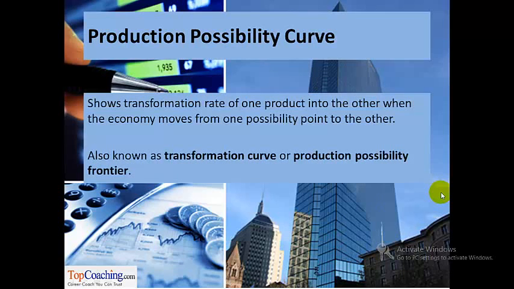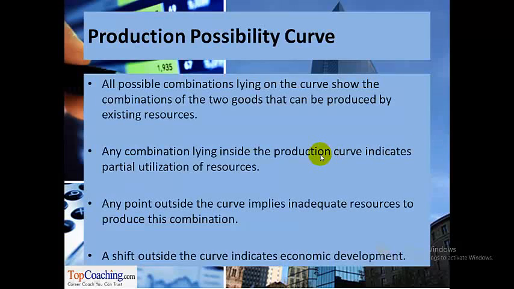The production possibility curve that we are going to draw in the next slide is also known as transformation curve or production possibility frontier. This curve shows the rate of transformation of one product into the other when the economy moves from one possibility point to another. All possible combinations lying on the production possibility curve show the combinations of the two goods that can be produced by the existing resources.